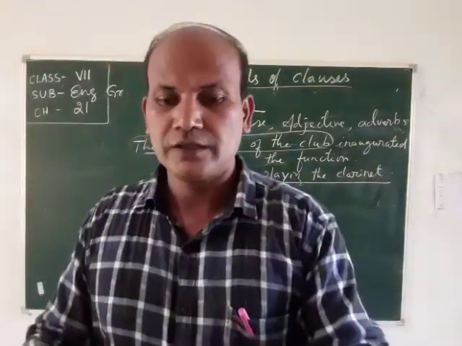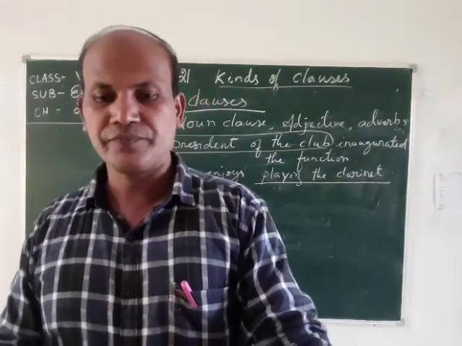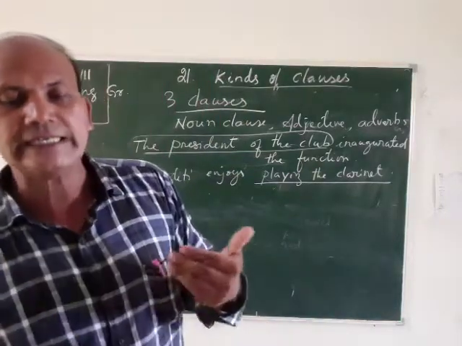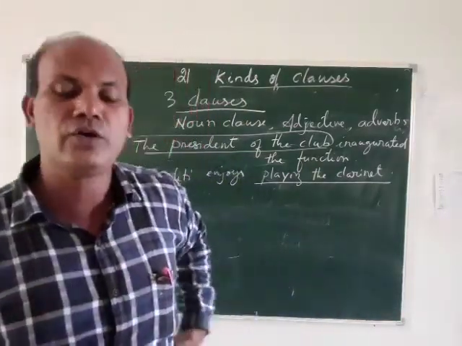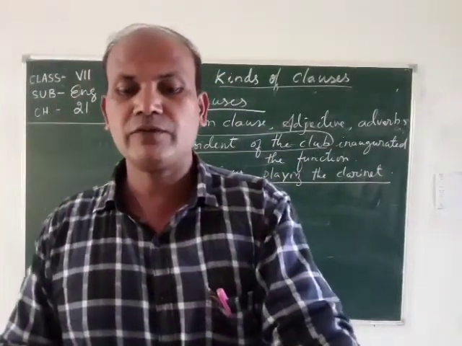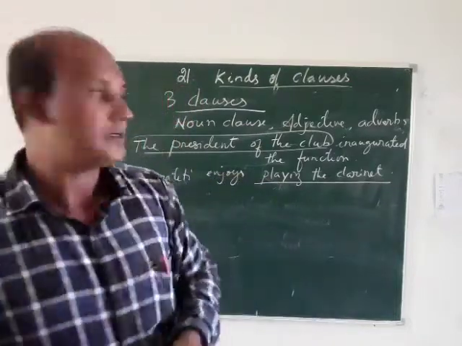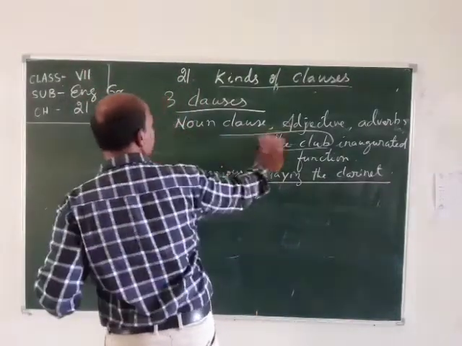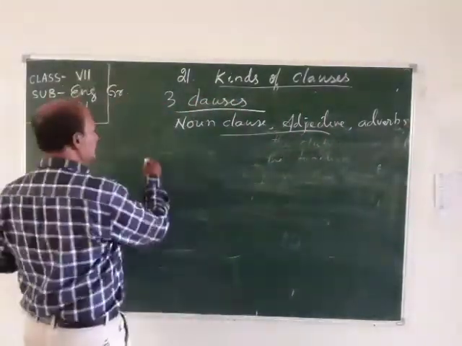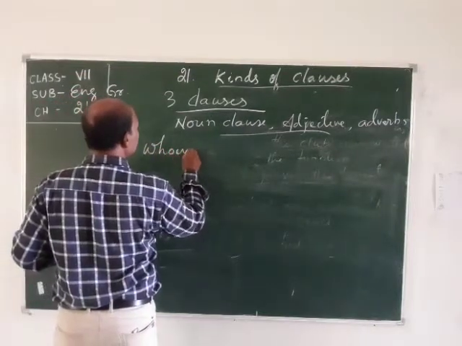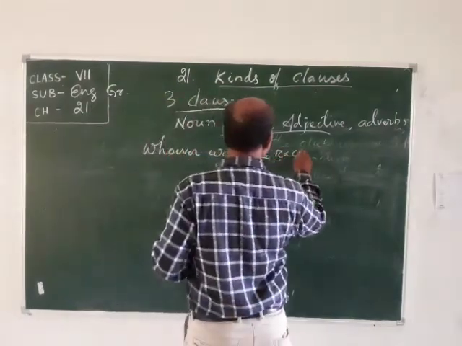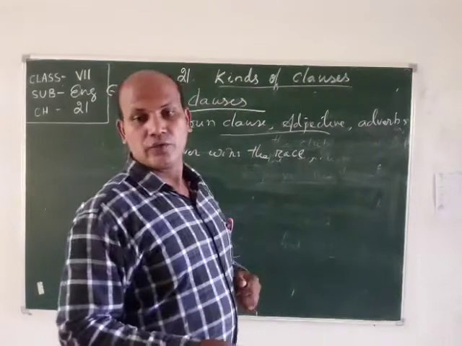So here a clause that functions like a noun in a sentence and often acts as a subject or the object of the verb is called a noun clause. We can make another sentence. Whoever wins the race will claim the prize.